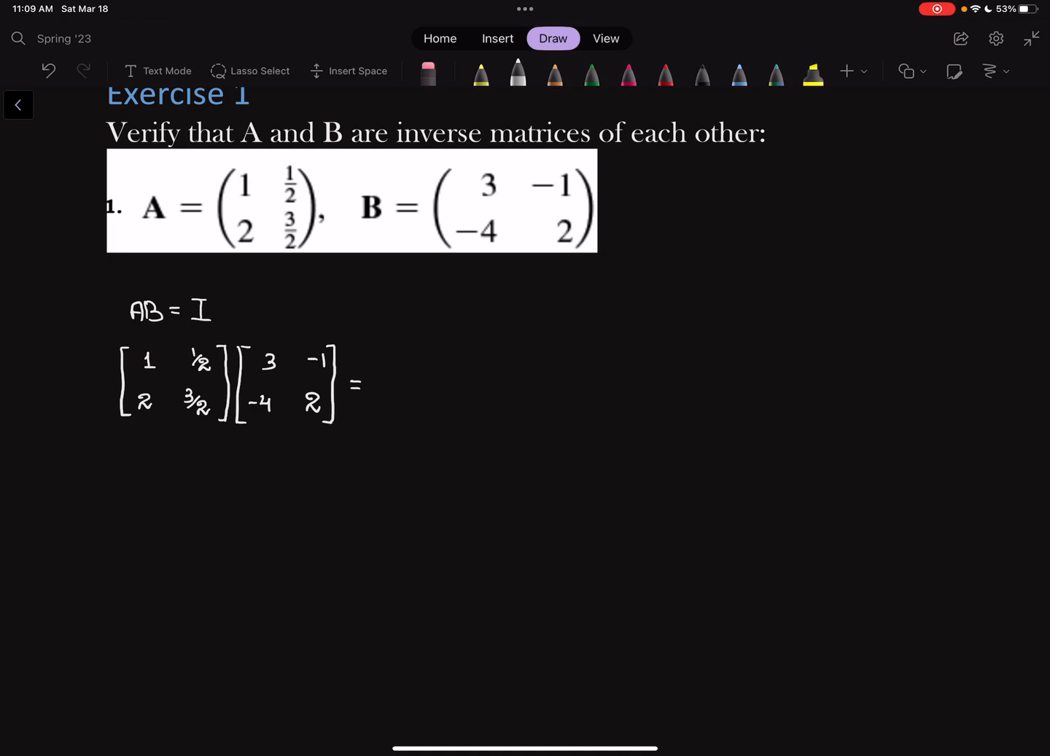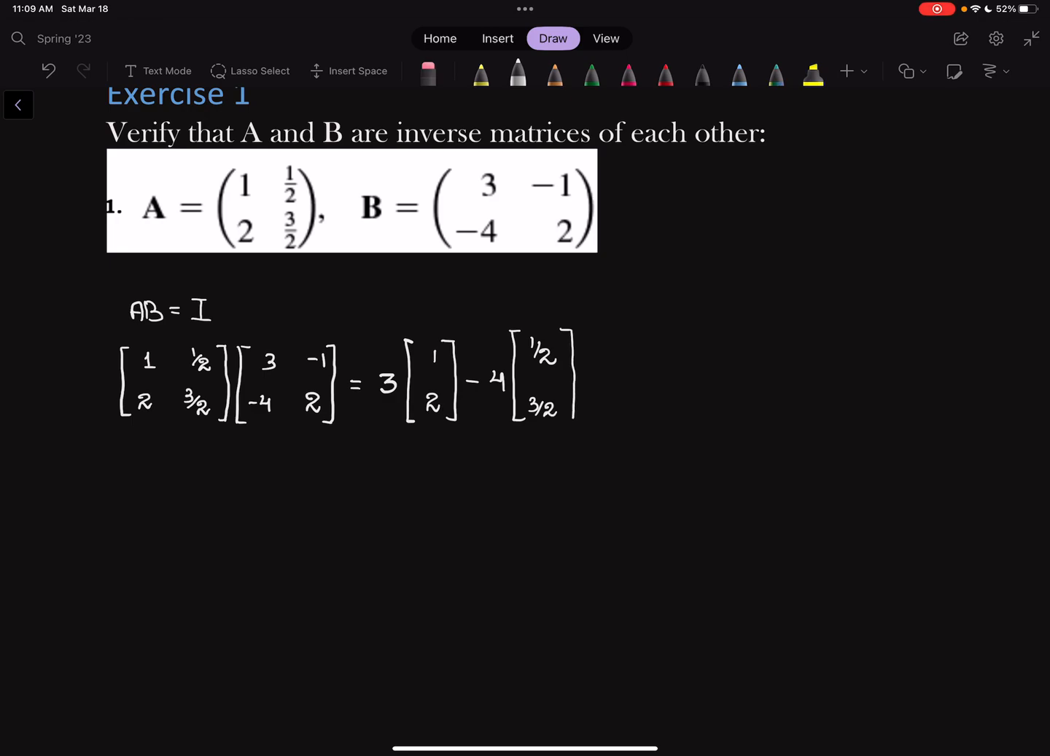Okay, so the way I like to do matrix multiplication is think, I have to multiply this guy by this whole column. And so I write it like this: 3 times the vector 1, 2 minus 4 times the vector 1/2 and 3/2.